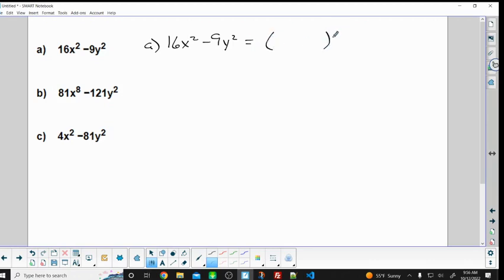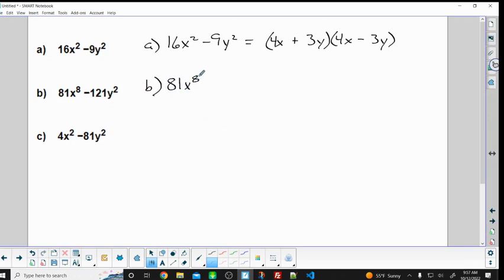I'm just going to set up my parentheses, and I'm going to take the square root of 16, which is 4 and 4. Square root of x squared is going to be x and x. Square root of 9 is going to be 3 and 3. And the square root of y squared is y. So I put the y and the y. And then I just go plus minus. Make sure that those signs are opposite of each other.